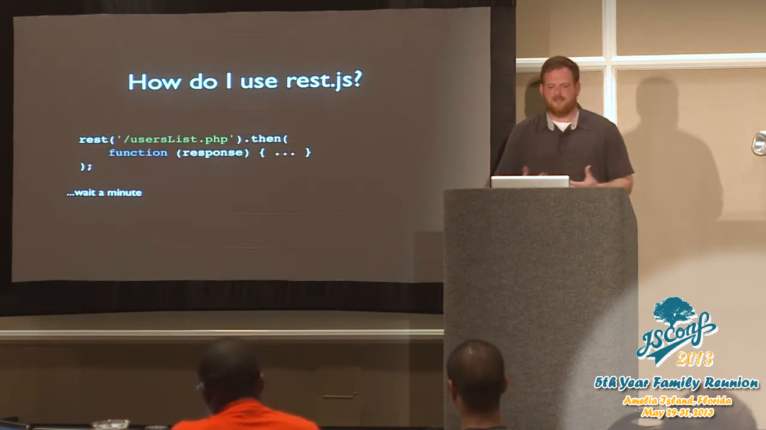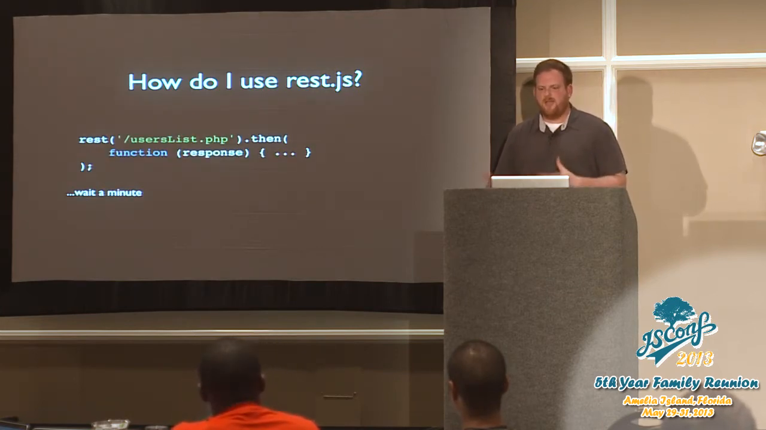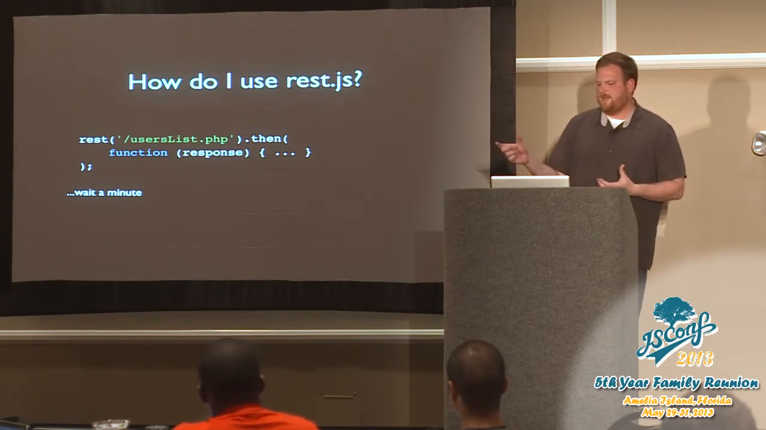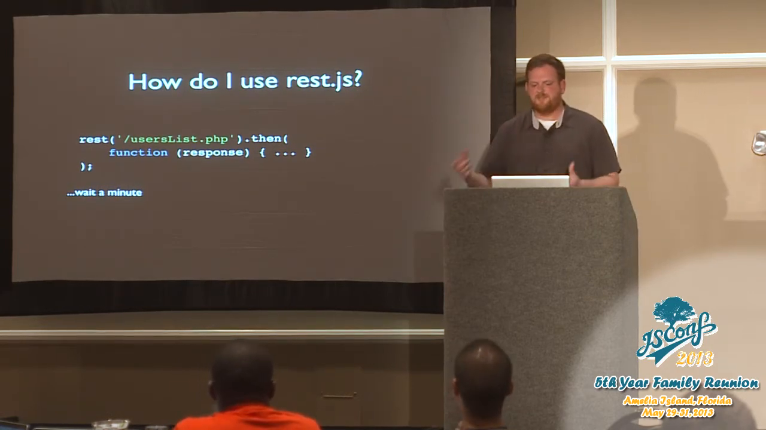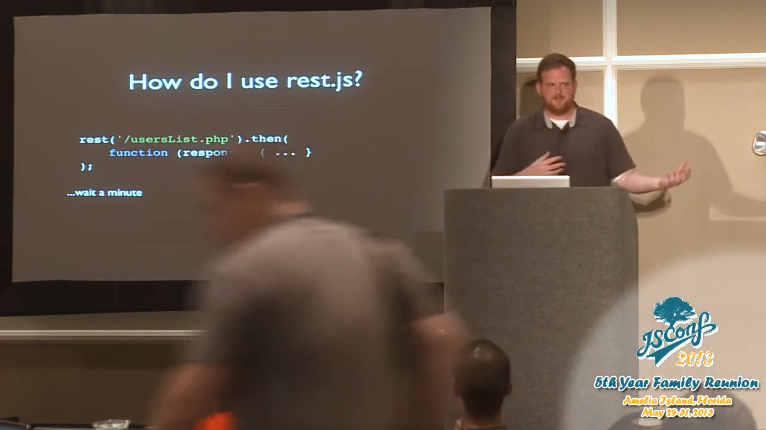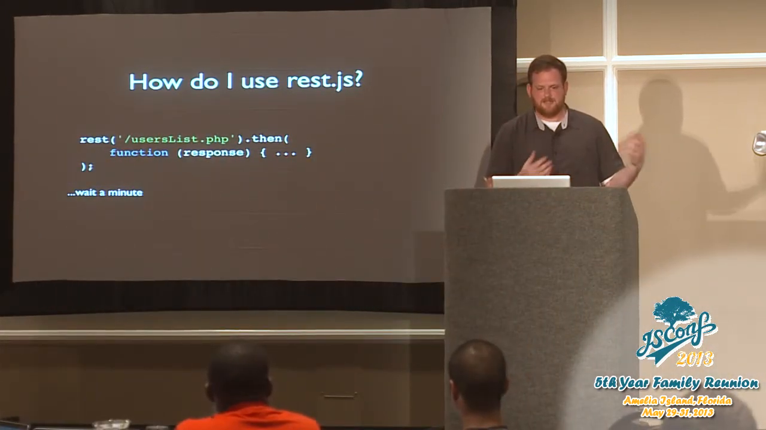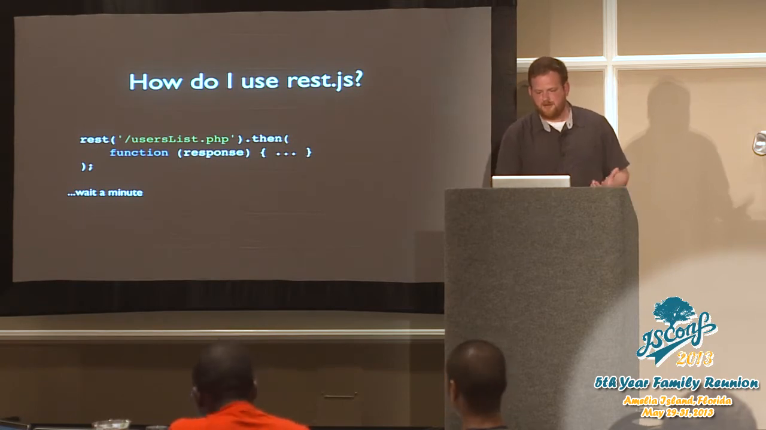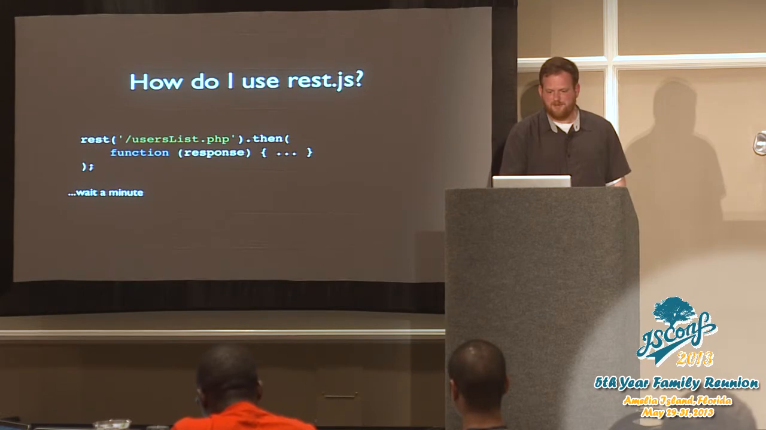So what does rest.js actually look like at runtime? Well, we have this rest function, and we can then again get that URL, and it returns a promise for the response. And if you think about what I was just talking about with jQuery, this is exactly the same pattern. So, I must obviously not be very good at what I do.